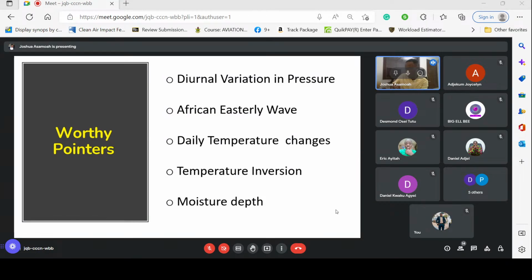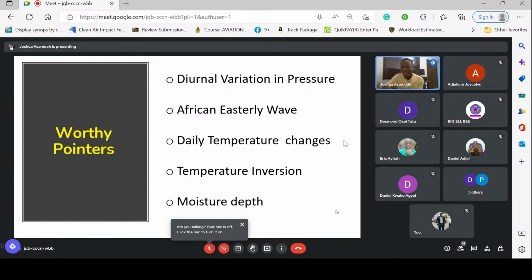Sorry about that. Okay, so like I was saying, if pressure starts rising in the morning, by 10, 11 a.m., we get the highest pressure for the day, and then it starts dropping from there till around 1500 to 1600, or 3 to 4 p.m. We get the lowest and it starts rising again. So that's the diurnal variation in pressure, how pressures behave within the day.